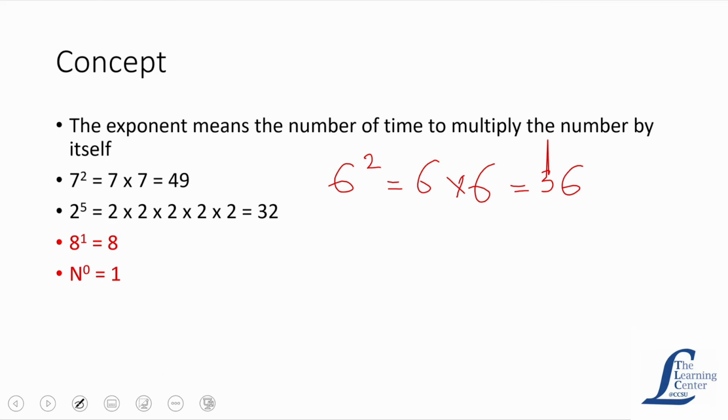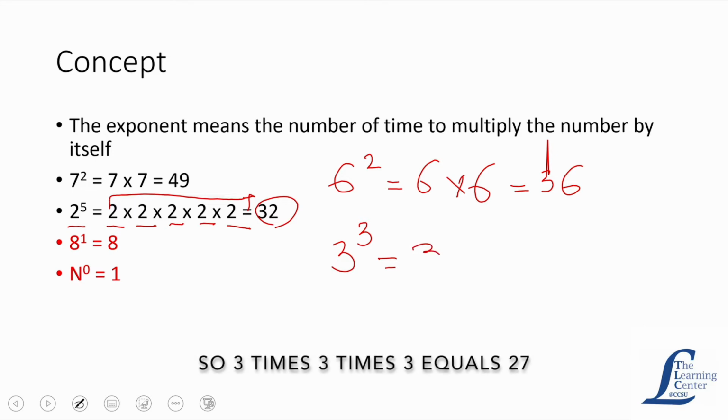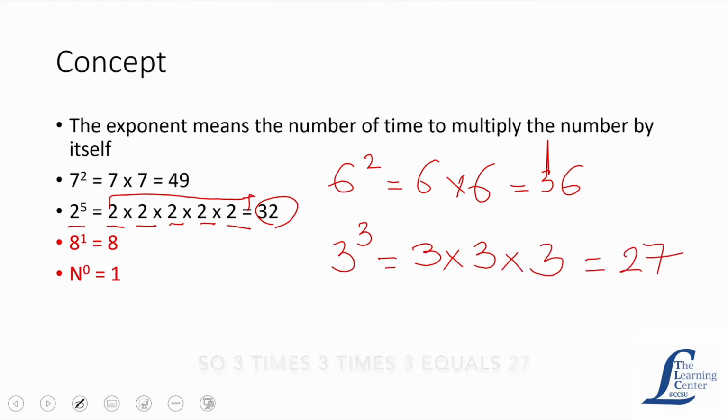So 2 to the fifth is just 2 times 2 times 2 times 2 times 2, 5 times. That is 32. How about 3 to the third? Meaning 3 would multiply itself 3 times. So 3 times 3 times 3 is 27, right?